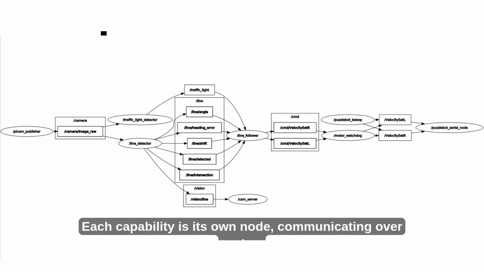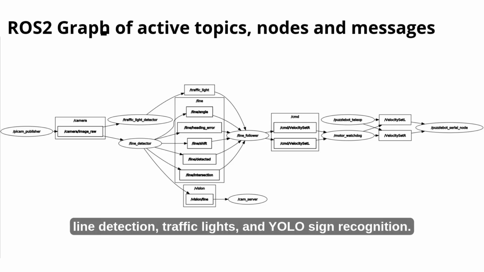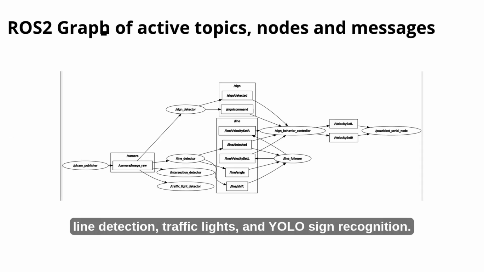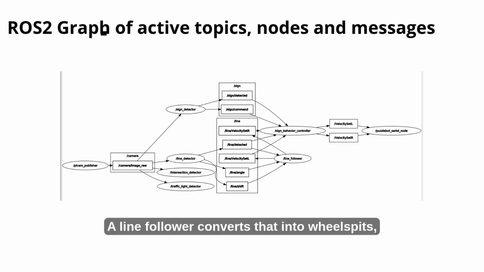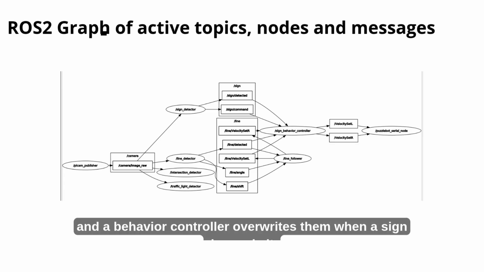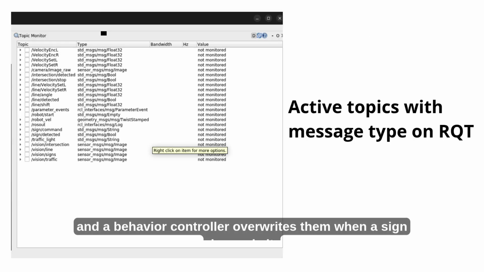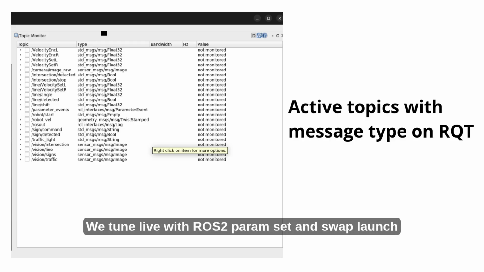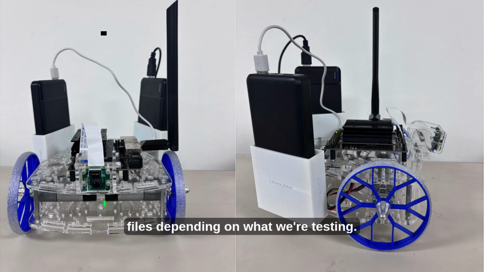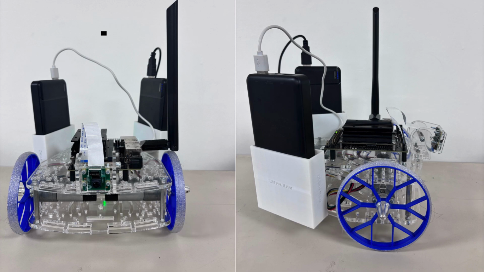The robot runs on ROS2, each capability is its own node, communicating over topics. The camera feeds 3 parallel perception nodes: line detection, traffic lights, and YOLO sign recognition. A line follower converts that into wheel speeds, and a behavior controller overrides them when a sign demands it. Messages are just floats, bools, and strings, simple by design. We tune live with ROS2 param set and swap launch files depending on what we're testing.